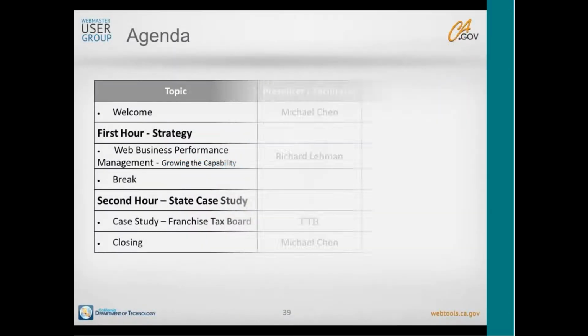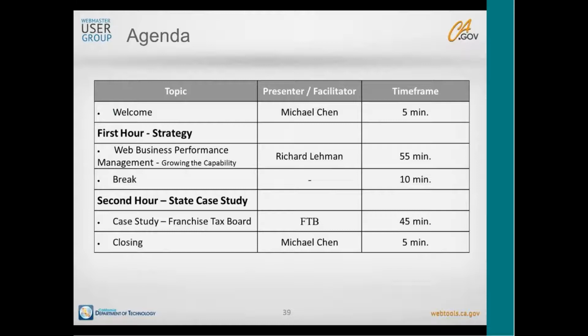So, let's see, is this the right one? There we go. The plan for the meeting that we want to do, a web performance seminar, is basically a two-part course, if you will. The first hour or so, and I really don't know how long it would take. These are kind of the estimates, but it would be within 2 hours. It might be less if things went a little bit faster. But it would be first to do an overview of web business performance management and how that ability could be grown in your organization. And then the second part would be a case study from Franchise Tax Board.